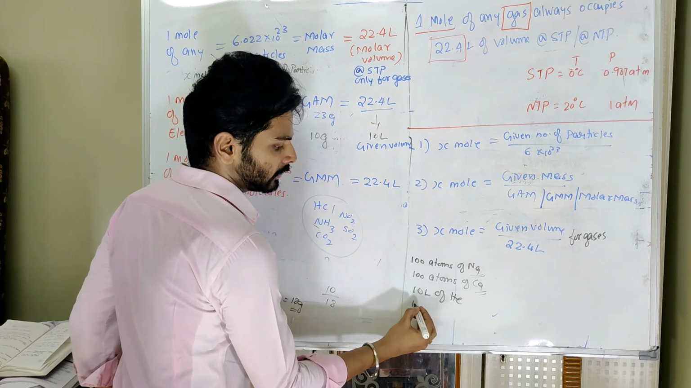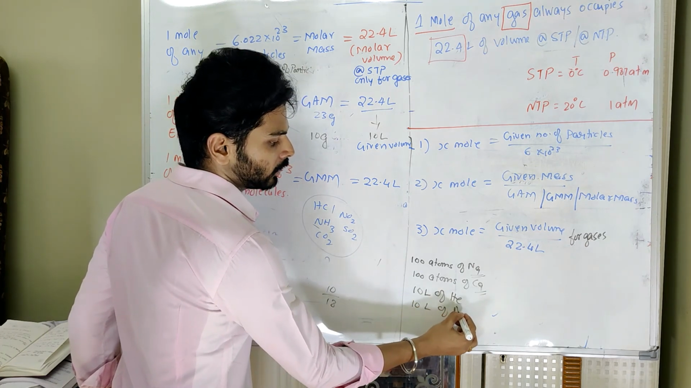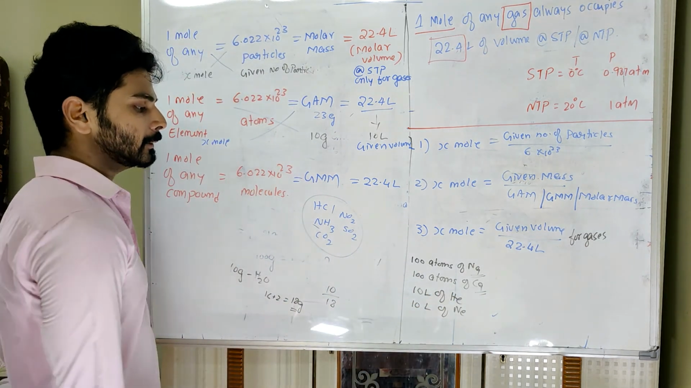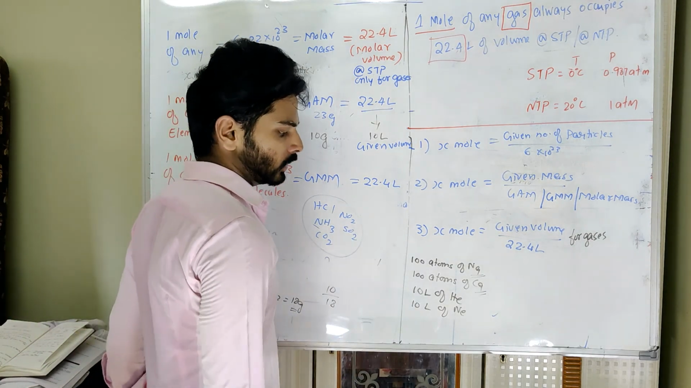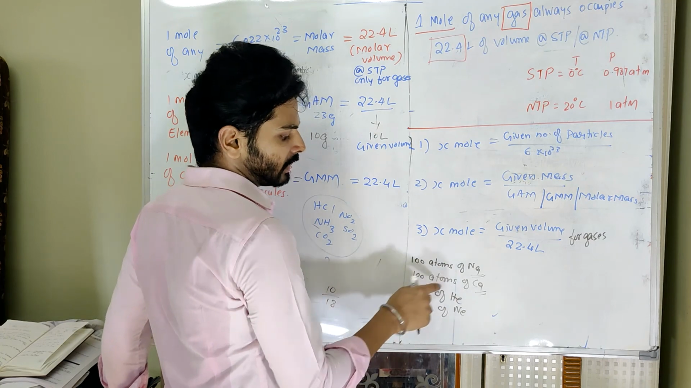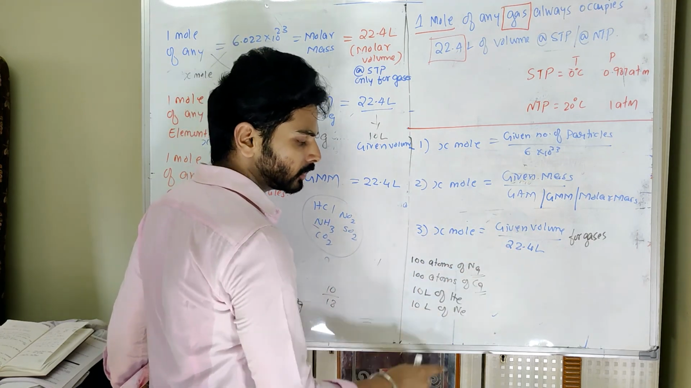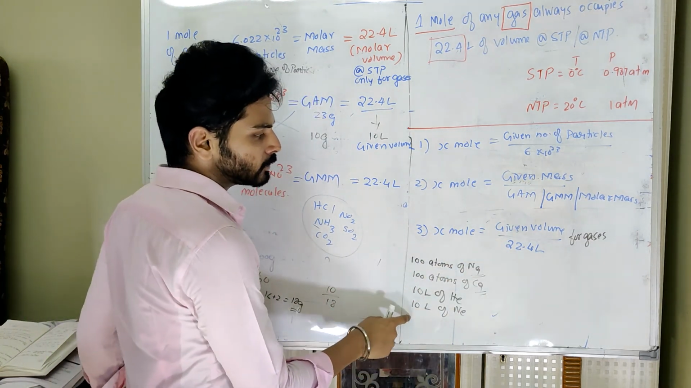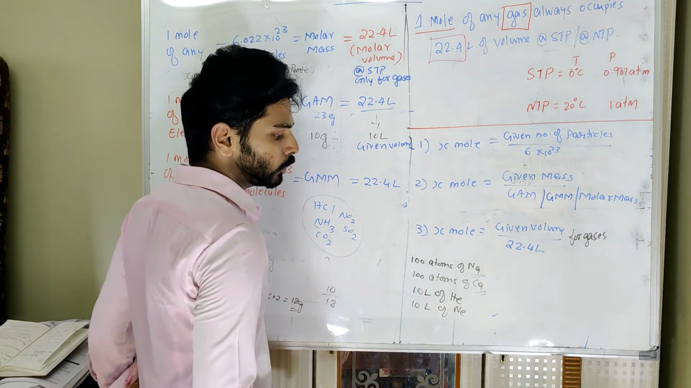Similarly, if I say 10 liter of helium and 10 liter of neon at STP, again mole-wise they are equal. Why? Because I am going to do 10 liter upon 22.4 for helium, and 10 liter upon 22.4 for neon also. So in terms of mole they are equal.